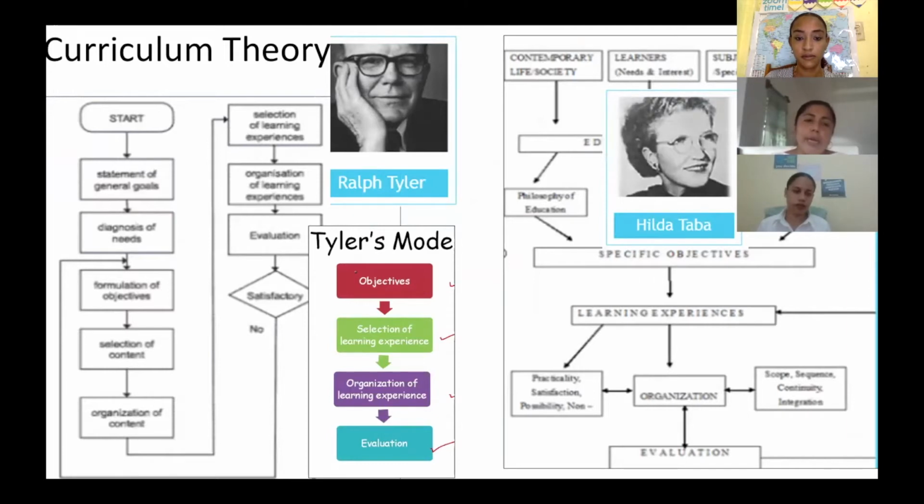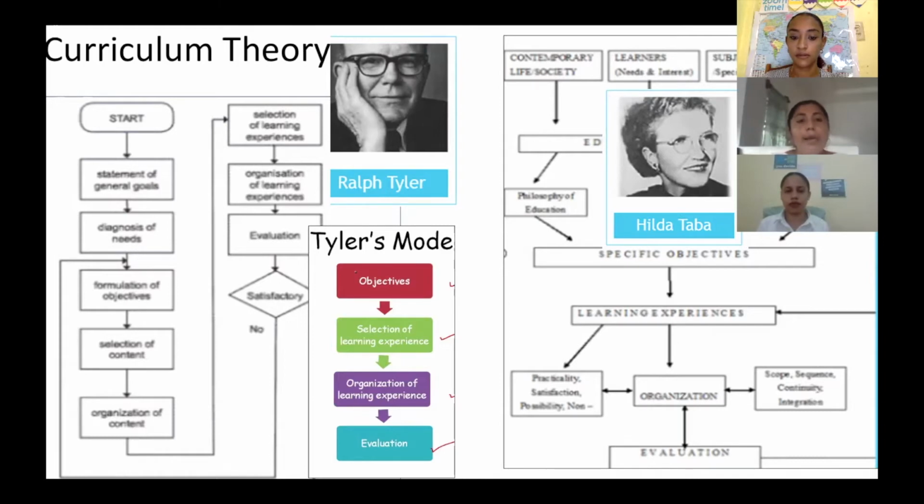They worked on an educational research called the 8-year study. And both of them created a model for curriculum design. In the diagram to the left of the screen, you will see Tyler's model. Tyler's model, like Taba's on the right, uses the linear approach.